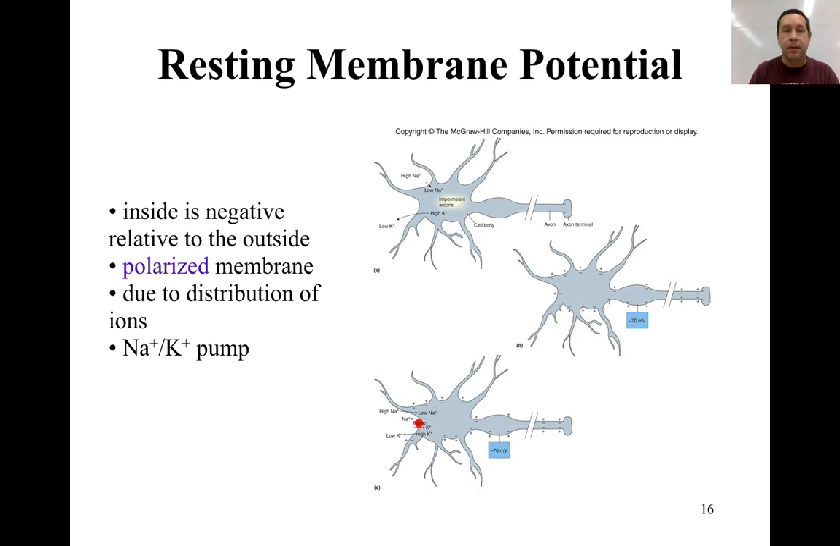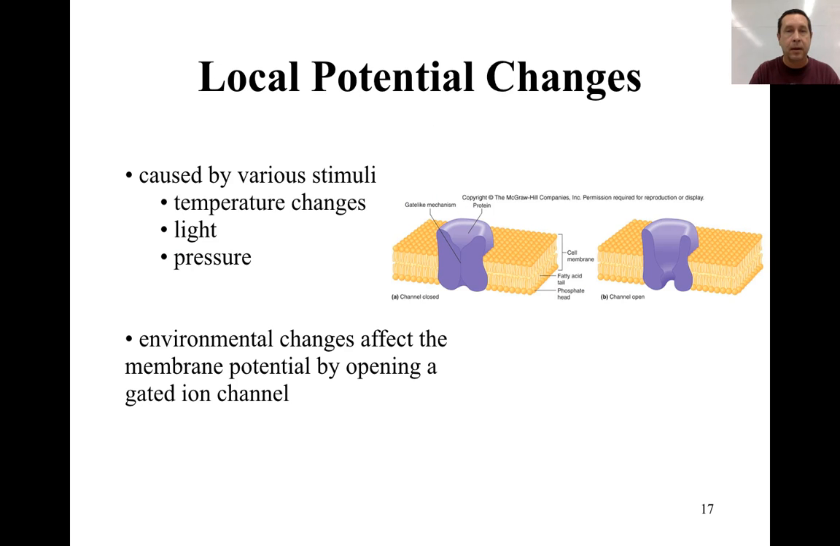The resting membrane potential of a neuron is negative 70 millivolts, and it's maintained by a type of active transport called the sodium-potassium pump, which runs 24/7, all day, every day, from the time your nervous system functions until the time the person passes away.